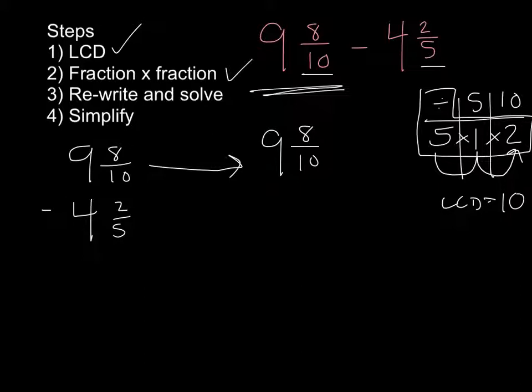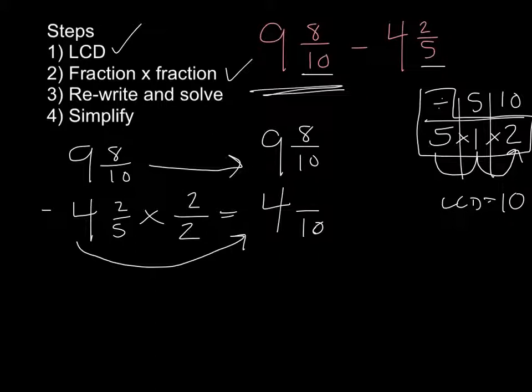And now I'm going to do my fraction times fraction, 2, 4, and 2/5. The whole number is not going to change, so I'm going to bring 4 down to the end. And I know that 5 needs to change to the LCD 10. 5 times 2 is 10. If I put 2 on the bottom, do it to the top. 2 times 2 is 4. My new subtraction problem is 9 and 8/10 minus 4 and 4/10.